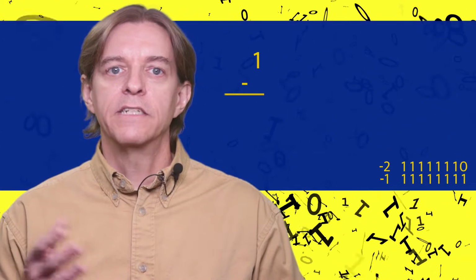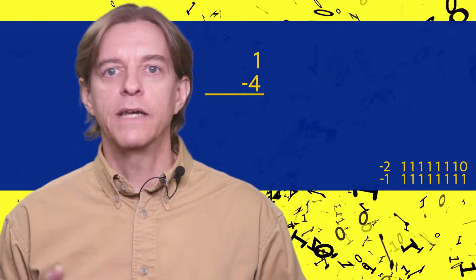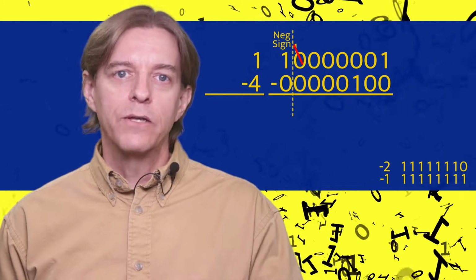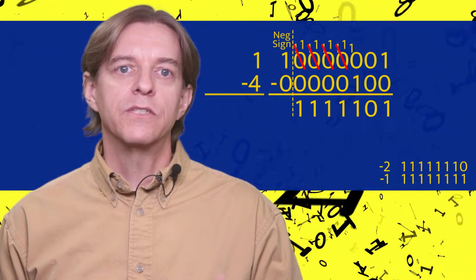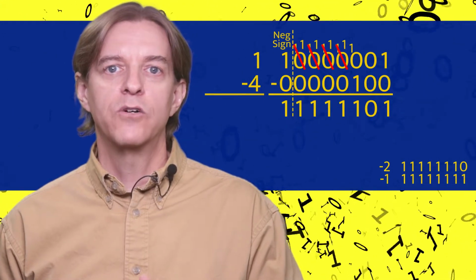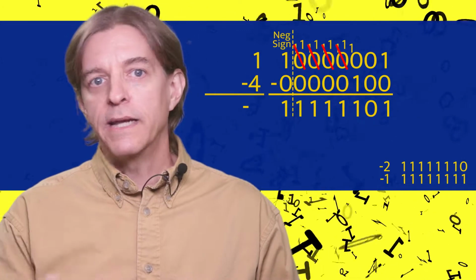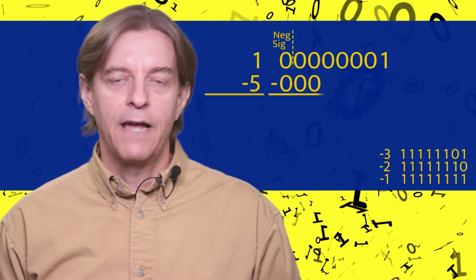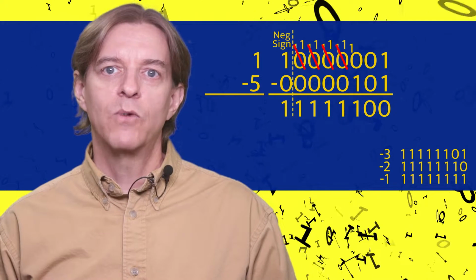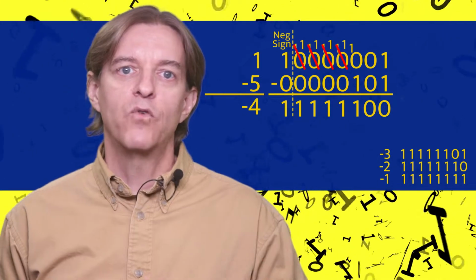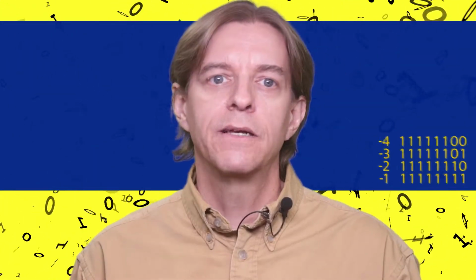Now let's take 1 minus 4. In binary, this is 1 minus 1, 0, 0. Again, going through the process, we end with the final result of 1, 1, 1, 1, 1, 1, 0, 1, which we assign the meaning of -3. Doing this again for 1 minus 5 gives us the value 1, 1, 1, 1, 1, 1, 0, 0, meaning -4. Is there a pattern emerging?